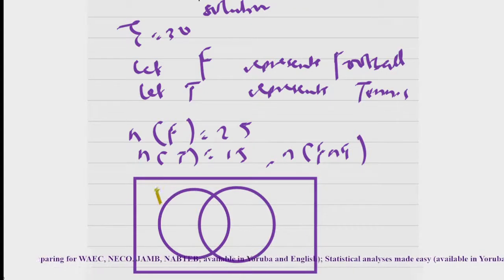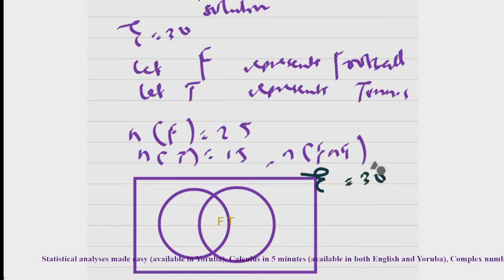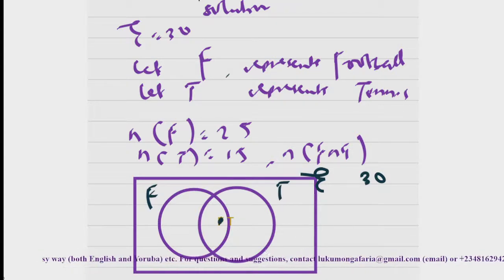The first set is F. The second set is T, and your universal set is 30. I think I made a mistake. Yeah, this is F, this is T. Don't mind this guy, please. Yeah, so you now go back to your question.